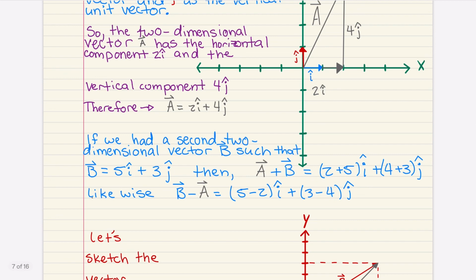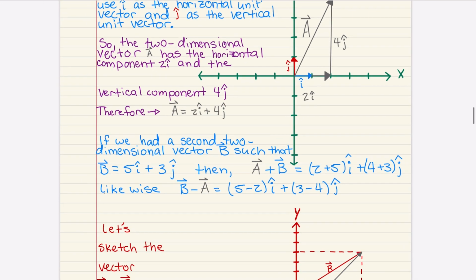Now, it also helps mathematically because we can add things together really easily. So if we had some second two-dimensional vector, say vector B, such that B was defined as the vector sum of 5I hat plus 3J hat, then A plus B would literally just be the 2I hat plus the 5I hat, 2 plus 5 I hat, and then plus the 4J hat plus the 3J hat, 4 plus 3 J hat. Likewise, B minus A is even easier than when we're doing it graphically, because we can just take 5 minus 2 I hat, plus 3 minus 4 J hat.